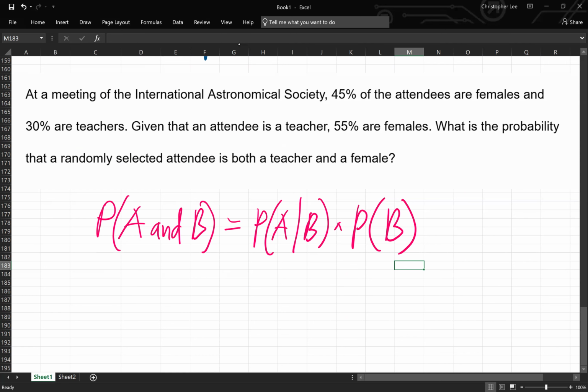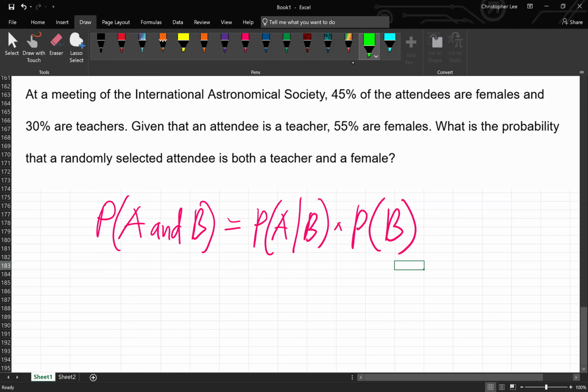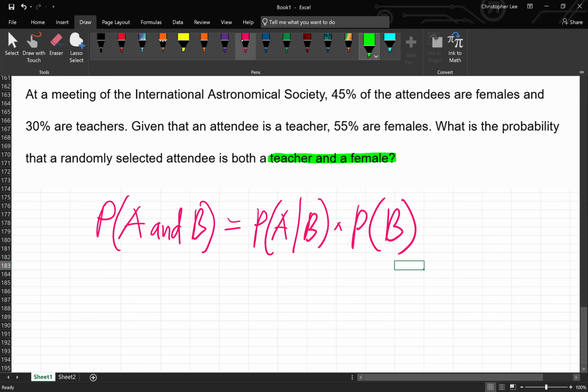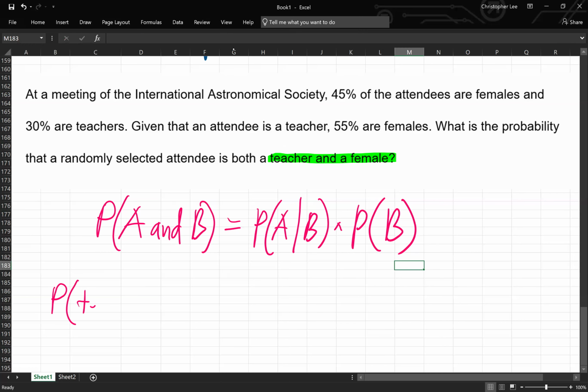So now, right, what we going to do? Plug in the story. What is it that I'm looking for in the story? I want teacher and female. There it is right there, right? So I want to know what's the probability of a teacher and a female. So see what I'm doing? I'm just replacing the letters with the story. That's all it is, right?